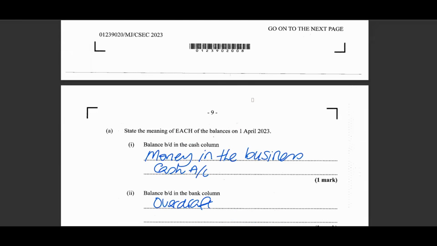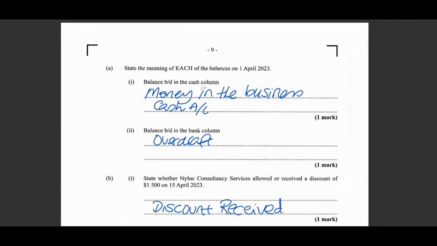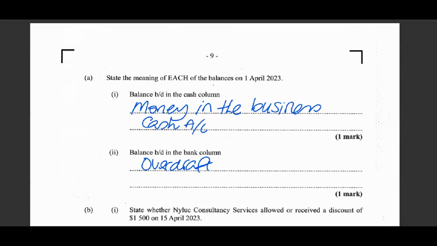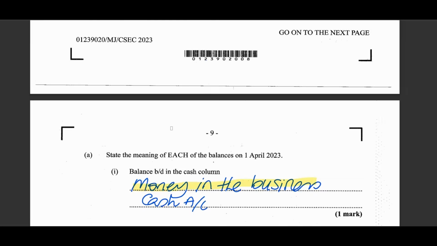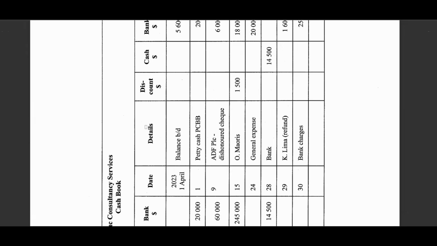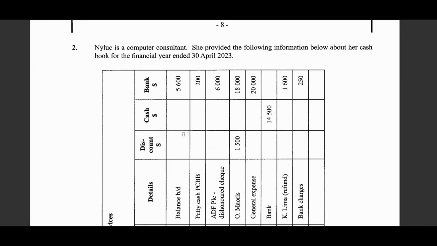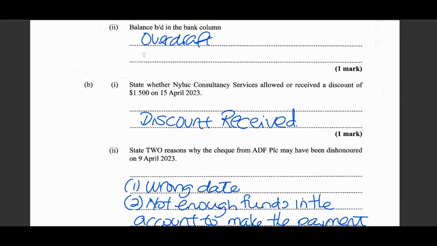The first question asked was, what was the balance brought down in the cash column? Well, the balance brought down in the cash column was a debit balance, and this represents money that is in the business, guys. Money that the business has to use to carry out the daily transactions. So money in the business's cash account. But there's a balance brought down on your bank column, as you guys have seen. The balance brought down was on the credit side of the account. Therefore, this means overdraft.